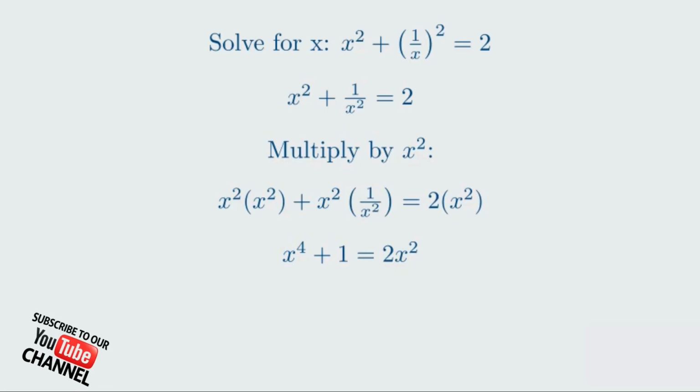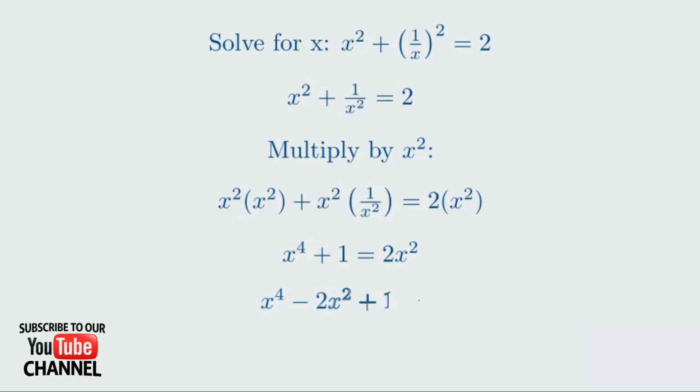Let's move all the terms to one side to set it equal to 0. This is a common strategy for solving polynomials. Rearranging the terms, we get x to the fourth minus 2x squared plus 1 equals 0. This is a fourth-degree polynomial.